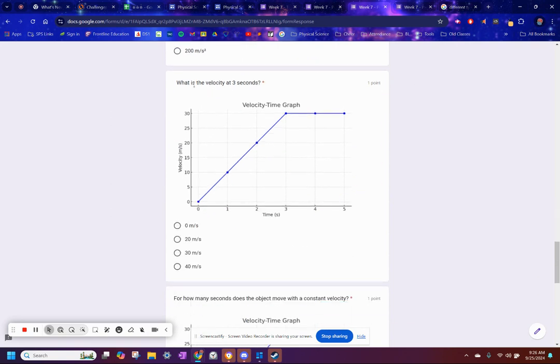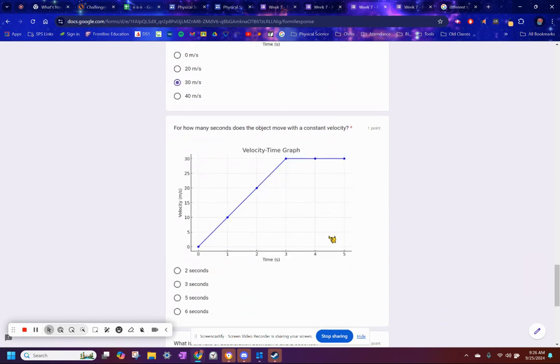All right, what is the velocity at 3 seconds? There's 3. Looks like the velocity is 30. For how many seconds does the object move with a constant velocity? Velocity is increasing, increasing, increasing. Here, 1 second, 2 seconds, 3 seconds, we're staying at 30. So 2 seconds.